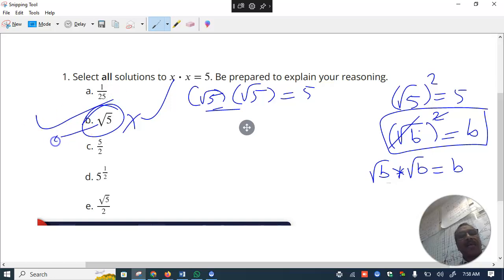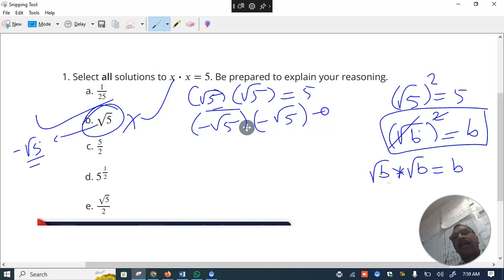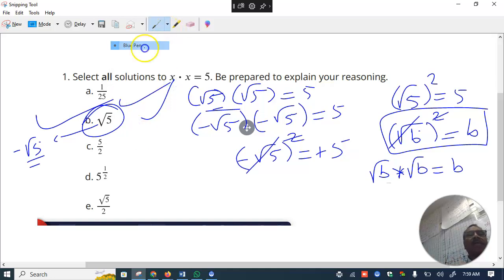And even if there was a minus square root of 5, this also could be correct, because you can write minus square root of 5 times minus square root of 5, and this also gives you 5. So it's multiplying. When you write it like this, two negatives make a positive, and the square root and square cross out, and we end up getting 5. So that's correct. These are just explanations of why it is right.